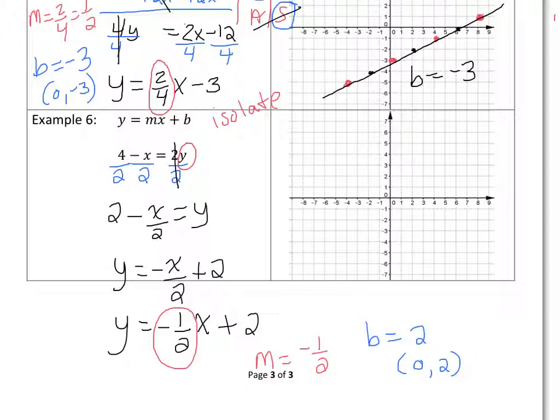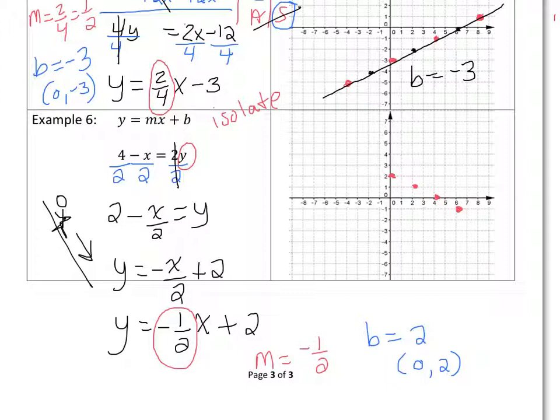So, go to that y-intercept always first, 0, positive 2, and we're going down 1 because it's negative. Let's remind ourselves, this is a negative slope, going downhill. We're going down 1 and over 2. Going down 1 over 2. Going down 1 over 2.